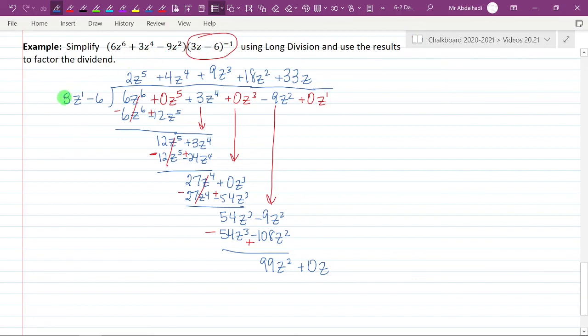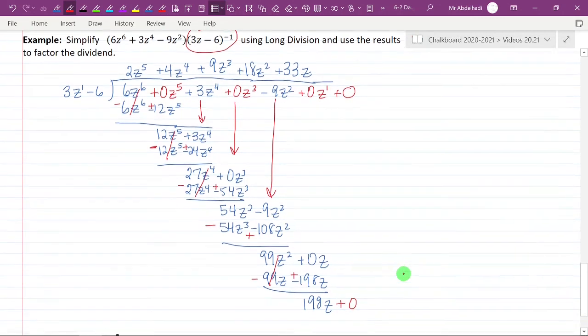33z times 3z is 99z squared. 33z times 6 is 198, negative 198z. We're going to change the signs. These cancel out. We get positive 198z. Now, remember I said that we might need a plus 0 here? We actually do, because now we have to bring down the next term. And there's definitely going to be a remainder here.